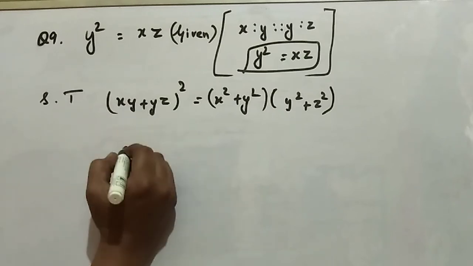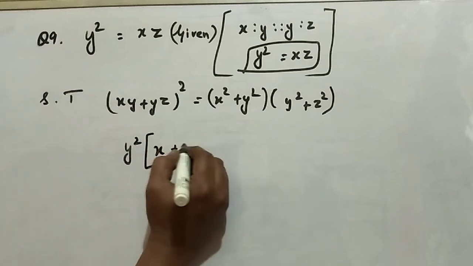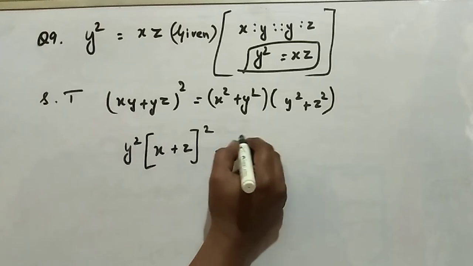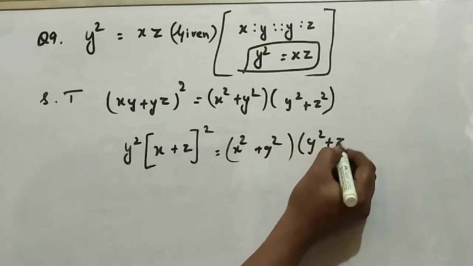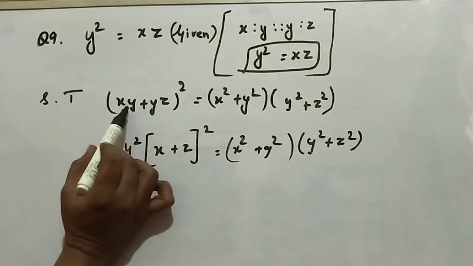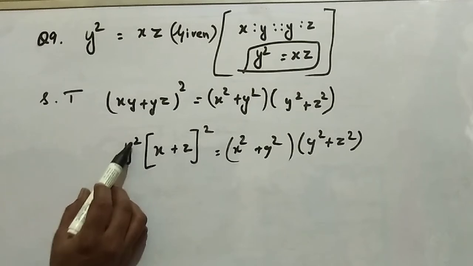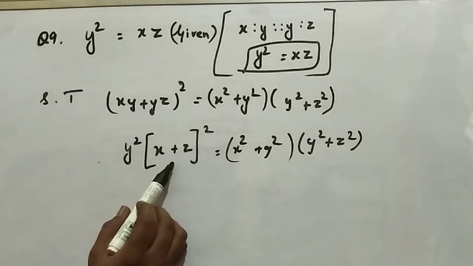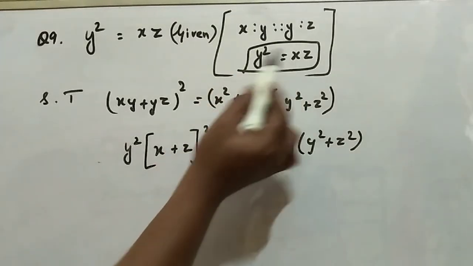Here you have to take it out. y is common here. So, y squared I am taking out. And in the bracket I am writing (x plus z) whole square is equal to (x square plus y square) into (y square plus z square). Okay. See here, here y is common and part 2. Therefore, y squared we have taken out. The remaining (x plus z) whole square. Clear?